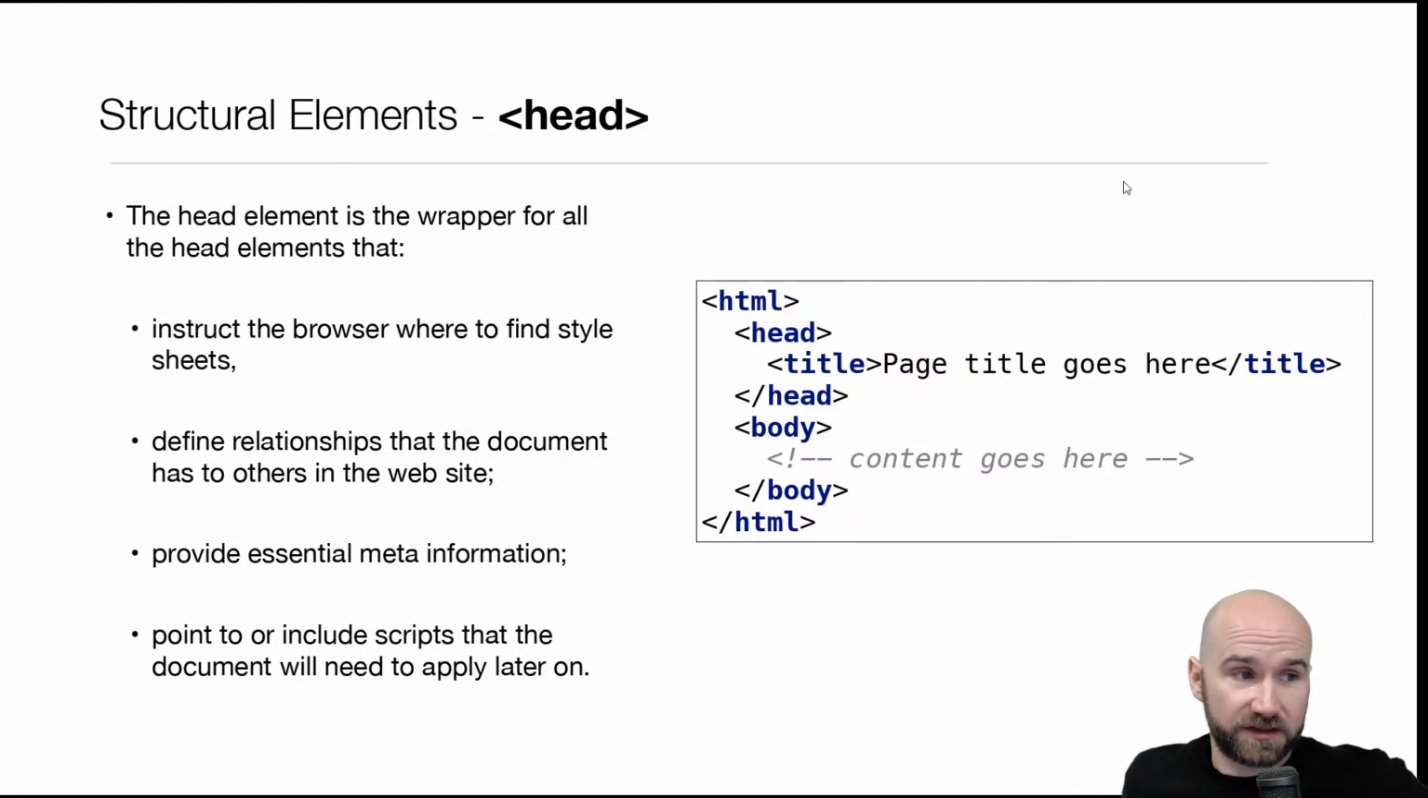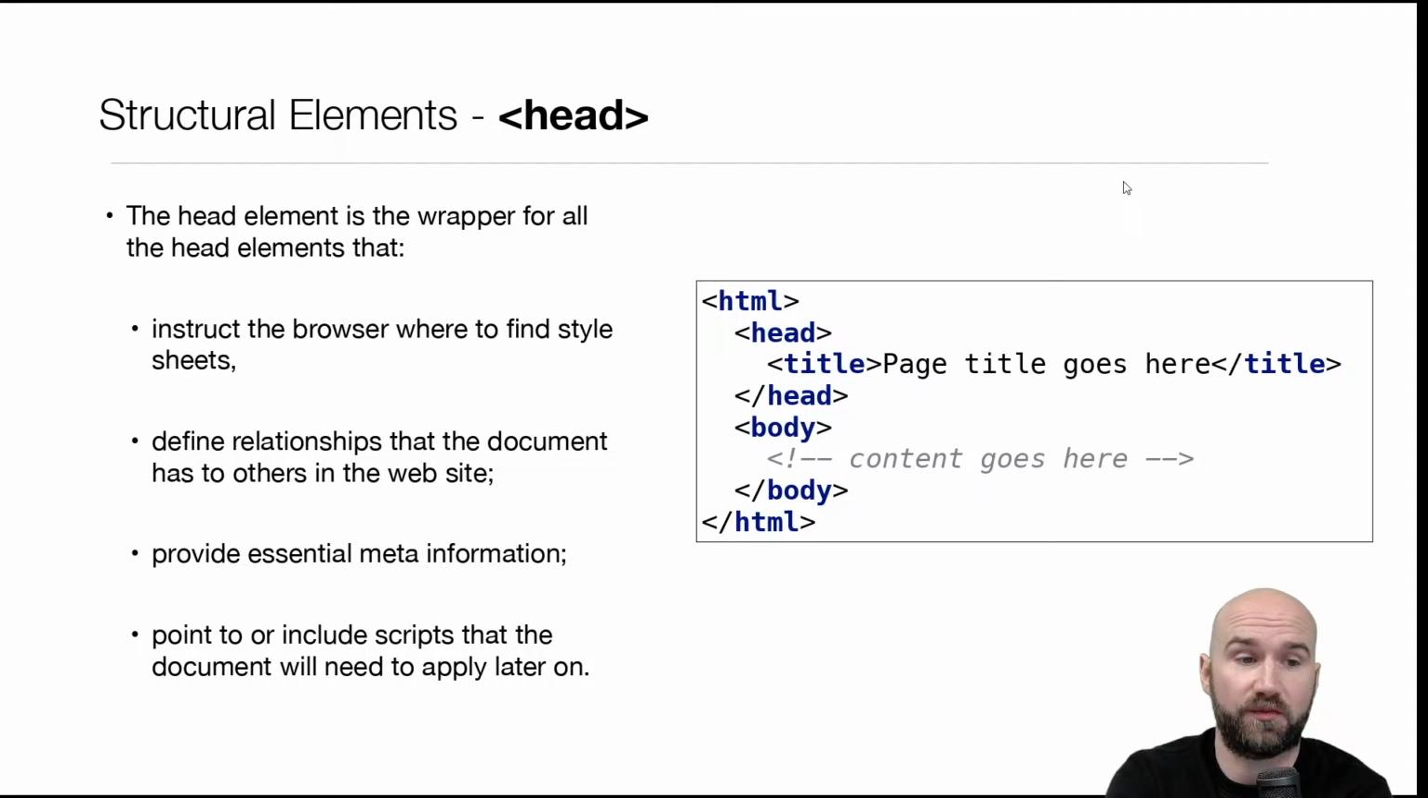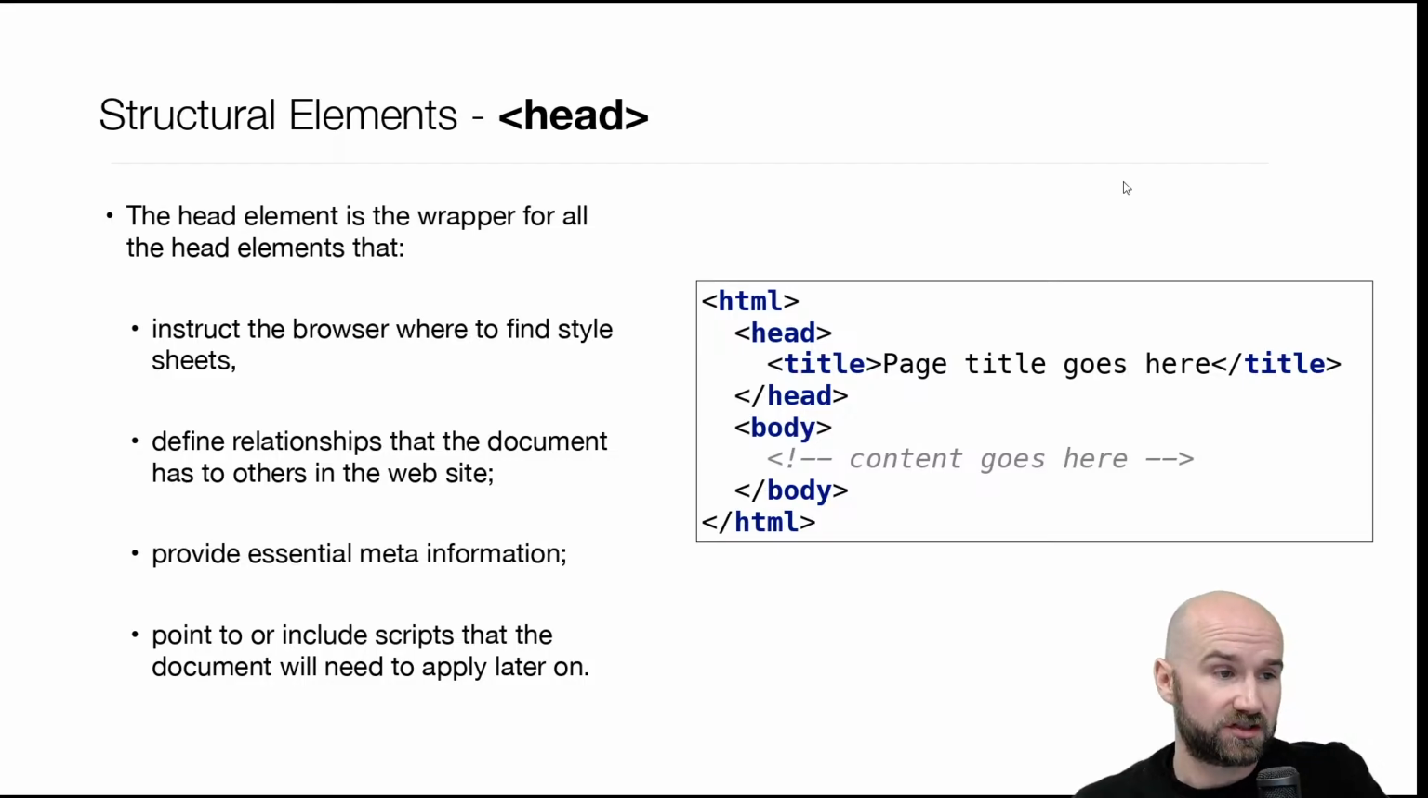So the head element is another structural element, and it contains metadata and information about the page, such as the title. But it also instructs the browser where to find things like style sheets or JavaScript files. There's a whole host of elements that can typically go in the head. Today we'll look at style sheets when we go to the next slide deck. Essentially we end up defining a lot of different relationships between this document and other documents or files on the website.